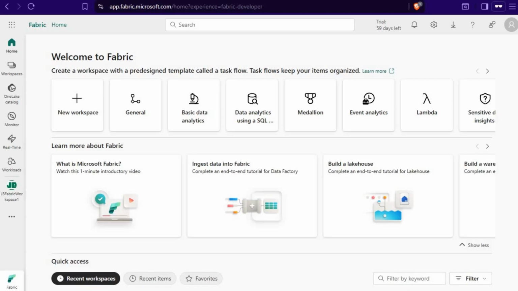Good day everyone. In today's video, we'll be talking about Microsoft Fabric, what it is and how its pricing works. Let's start with a quick introduction.